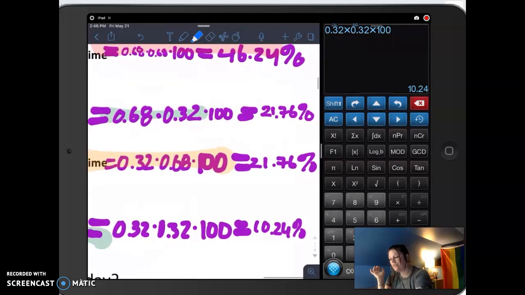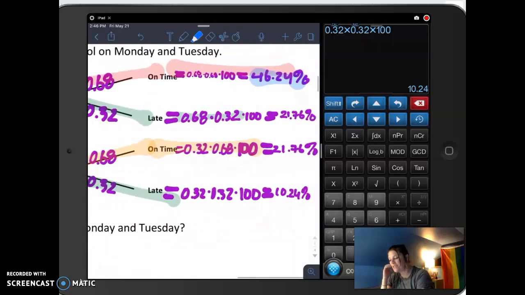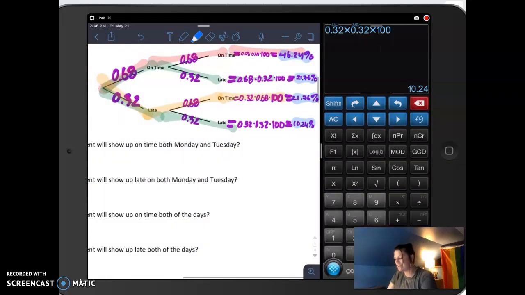We have on time, on time; on time, late; late, on time; or late, late. That's everything that could happen on Monday and Tuesday with this student's attendance. So let's see what these questions are asking.